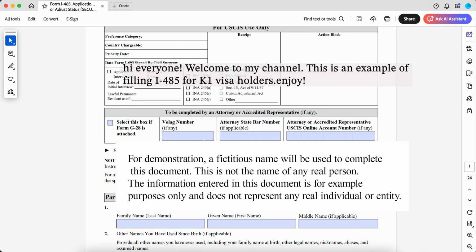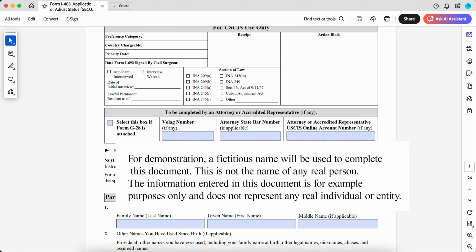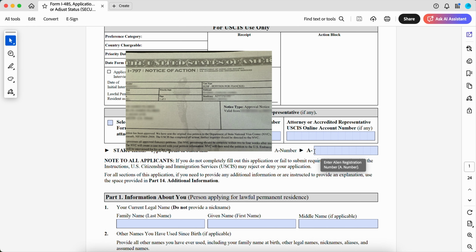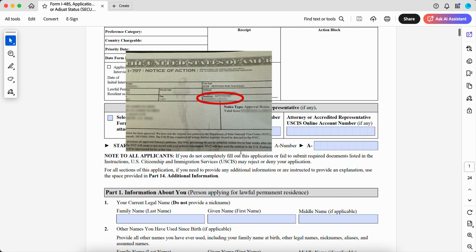Expires 2027. The first part is for USCIS use only, so you leave it blank and you start with your A number. You can find it on the I-797 notice of action that was sent to you when the petition was approved for your K1 visa. It is next to your beneficiary name. Right above it, you will have a 9-digit number next to the A. So it's an A and then a 9-digit number.